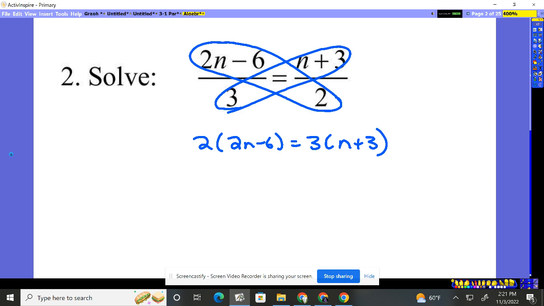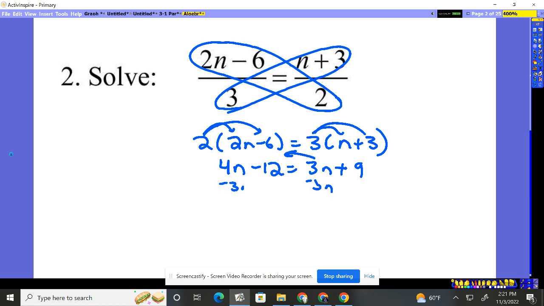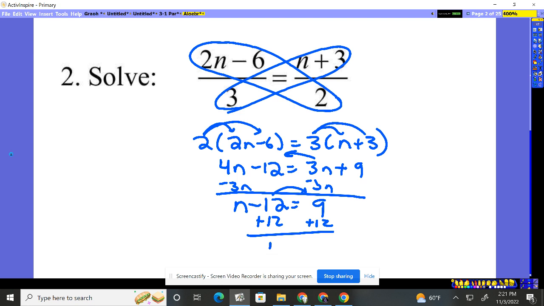We're going to distribute through and solve for n. 2 times 2n is 4n. 2 times the 6 is minus 12. 3 times that n is 3n, and 3 times that 3 is 9. I now must get all variables to one side, all numbers to the other. I'm going to move my 3n over by subtracting 3n. That'll give me a single n minus 12 equals 9. I now must move my number over to be with the other number. So I add 12 to both sides, and I get n must be 21.